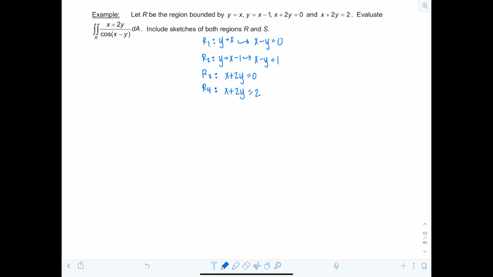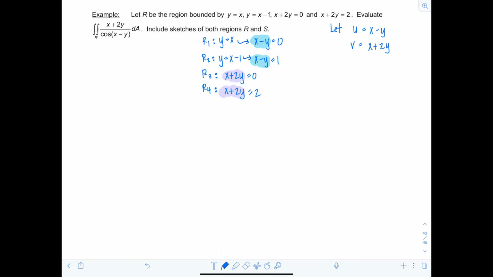Do you already have a feeling for what the transformation would be? I mean, look at what you're integrating as well as what you have here for R. I see x plus 2y as a recurring theme and x minus y as well. So it seems like it should be a good choice to let u be x minus y and v be x plus 2y. Obviously you can interchange them, nothing dramatic would happen. Okay, so let's sketch the region R.